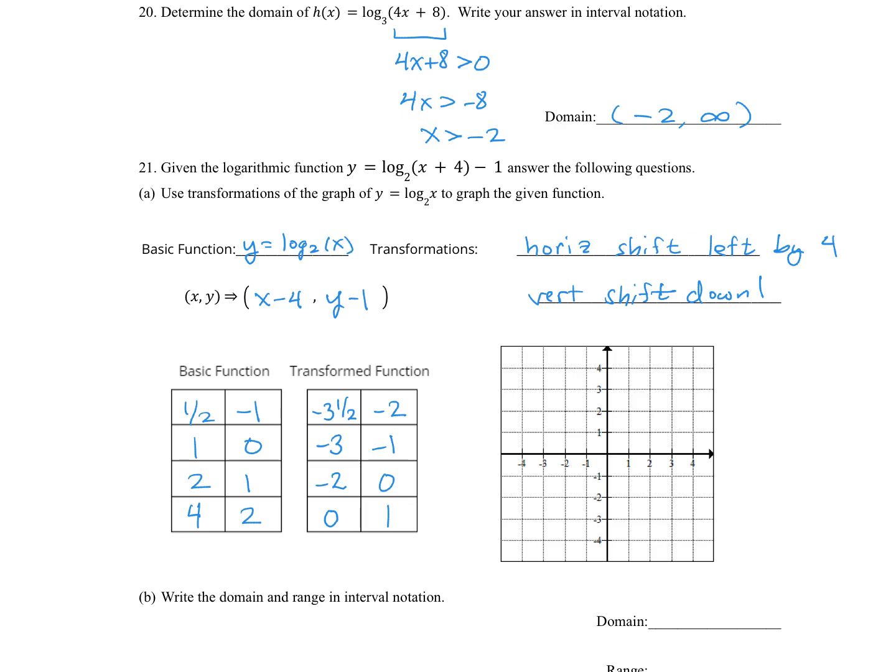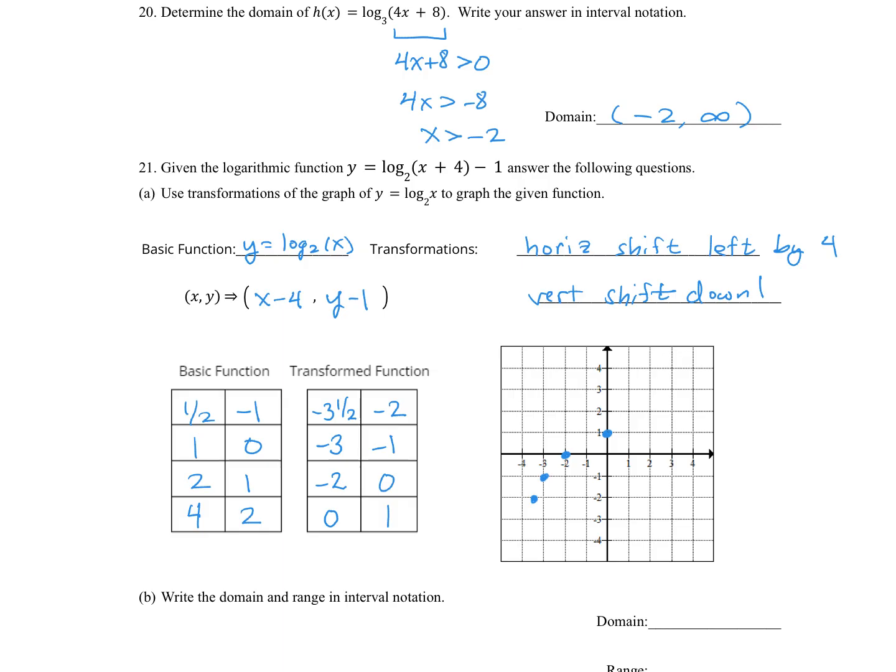All right, next up, I'm going to plot those new ordered pairs. So I've got 0, 1, which is right there. I've got -2, 0, which is right there. I've got -3, -1, which is right there. Then I got this -3.5, -2, which is right around there.